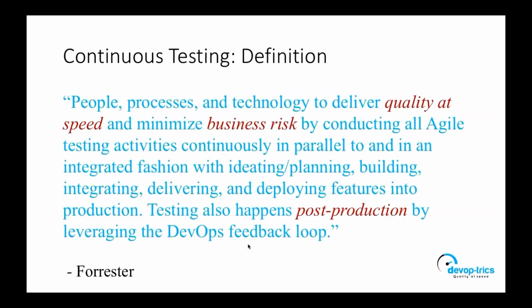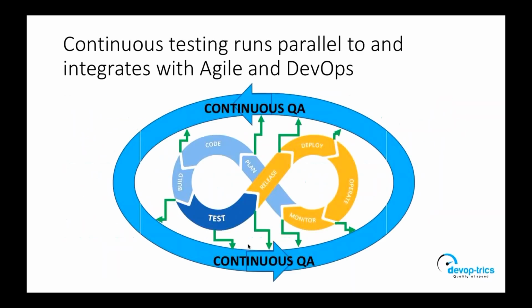So in this definition, Forrester very carefully put that quality at speed is important, and business risk mitigation is extremely important. It is not that because of speed, we don't care about the quality. And when we care too much about the quality without analyzing risk, we may not have speed. So risk is involved, and testing does not stop once it is deployed. After it is deployed, monitoring, alerting, and taking action on those things is becoming very, very important.